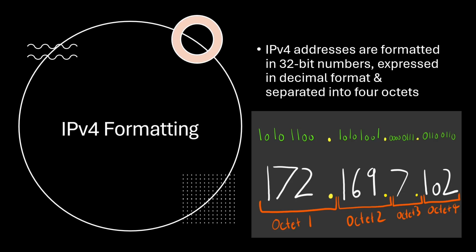An IP address is separated into 4 octets, and each decimal denotes 1 octet. So 172 dot is a decimal, or an octet. 169 dot is octet 2, 7 dot is octet 3, and then the last one is octet 4, or 102.